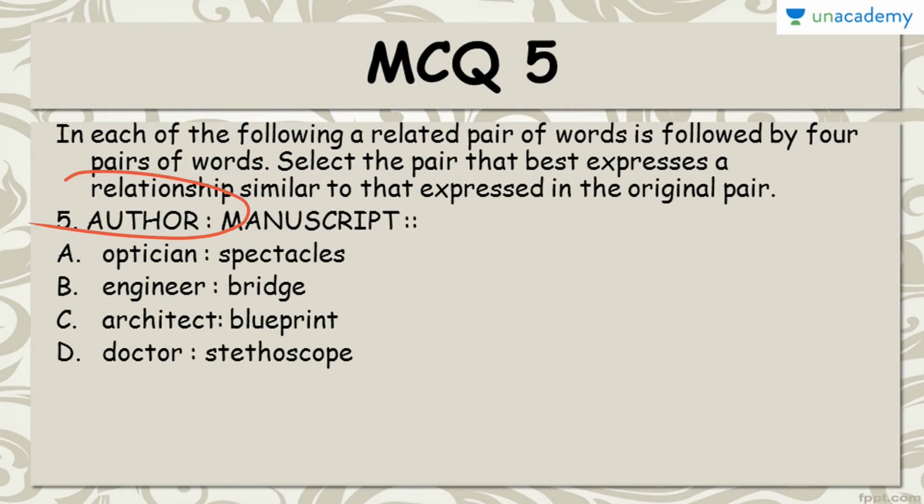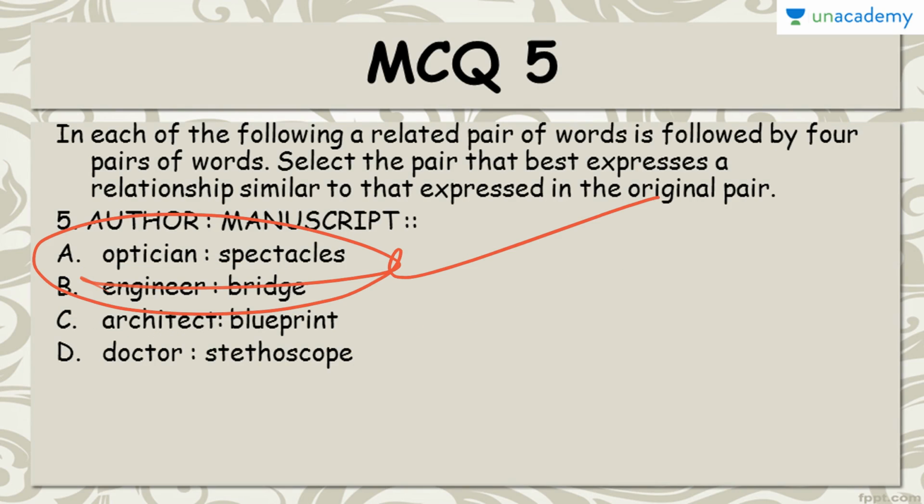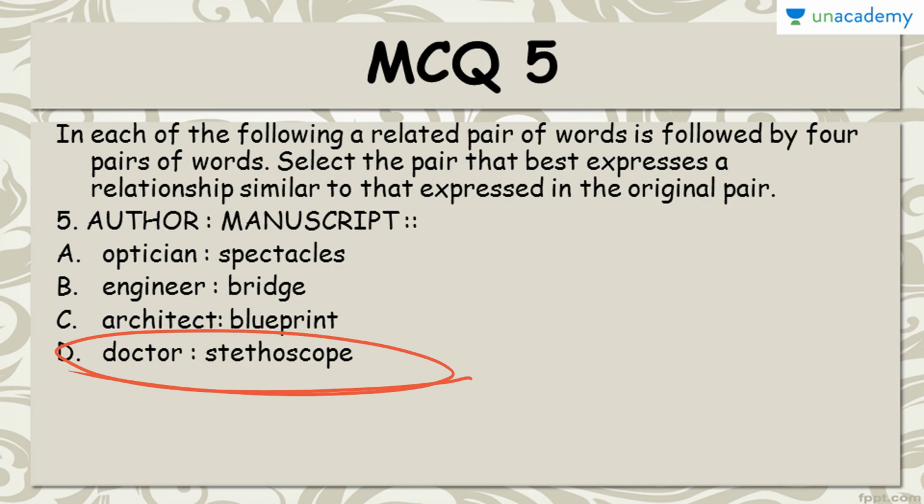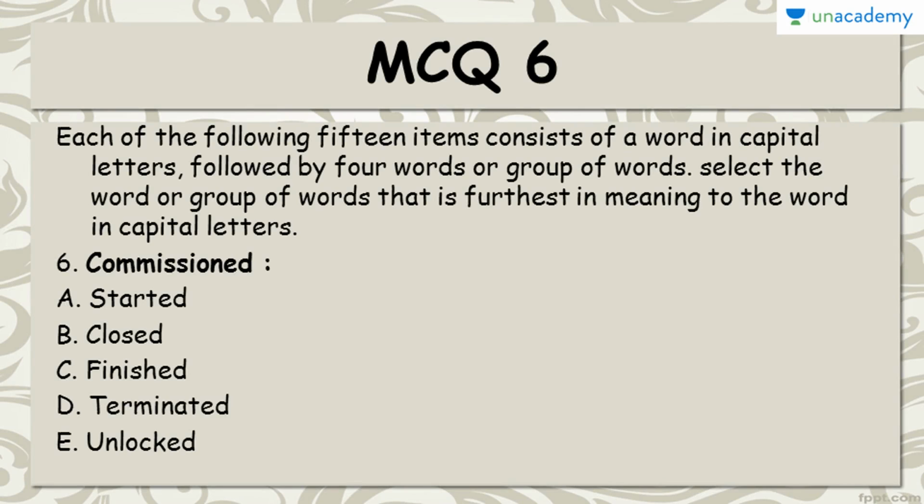Why? As an author produces a manuscript, an architect produces a blueprint, and this is something which is a raw, drafted thing, okay? A manuscript is also a drafted thing, a blueprint is also a drafted thing. An engineer has completed making a bridge, an optician has completed making a spectacle, and therefore both of them are eliminated. And doctor is to stethoscope is like a doctor uses a stethoscope, he never makes a stethoscope, and therefore we see C option is correct.